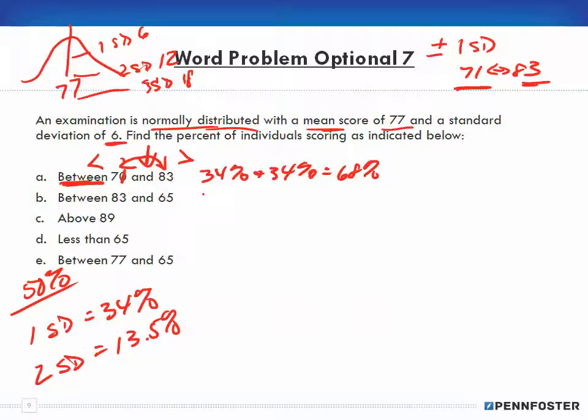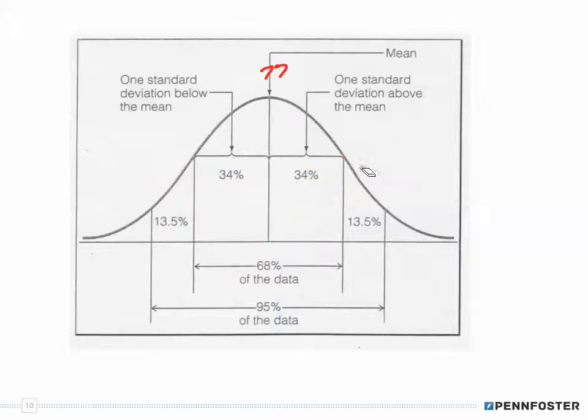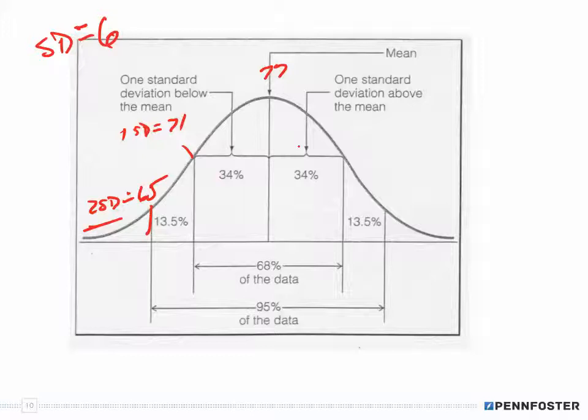Well, we just did 83, so we're looking at 34% for that. But now let's look at the 65. A standard deviation is equal to 6 points. So for one standard deviation, that's 71, and for the second standard deviation, 71 minus 6 is 65. So we know we're 2 standard deviations out. This one is 1 standard deviation at 83, and the second standard deviation is at 89. So the problem was asking us between 65 and 83.